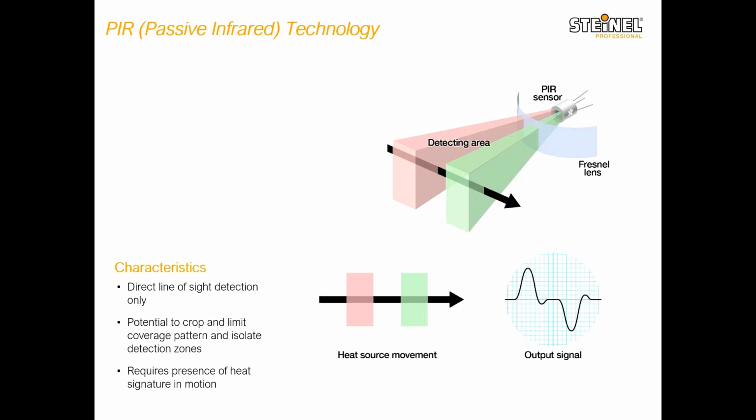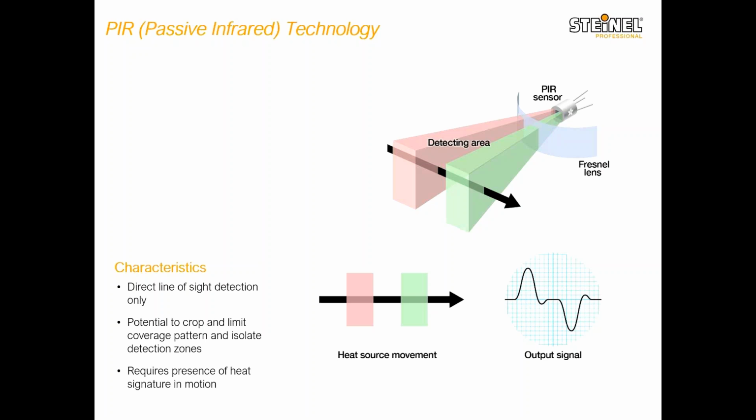as you can see on the screen, and then any movement that crosses from one detection zone to the other will create an output signal which tells the sensor that a heating source has moved. And then this will be translated into some sort of action, which in the case of lighting control would be turning the lights on, or in case of no reaction after a certain timeout, turning the lights off.